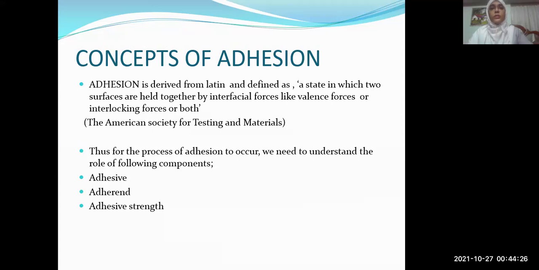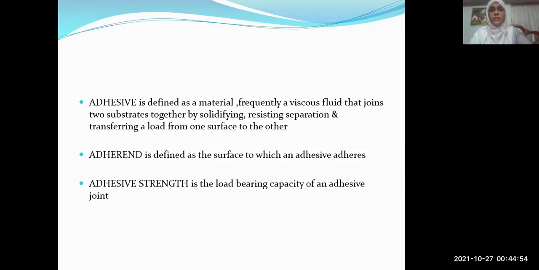Before knowing about bonding agents, we must know what adhesion is. Adhesion is a state in which two surfaces are held together by interfacial forces like valence forces or interlocking forces or both. For proper adhesion to take place between two surfaces, we need to know certain terms: adhesive, adherent, and adhesive strength. So what is an adhesive?